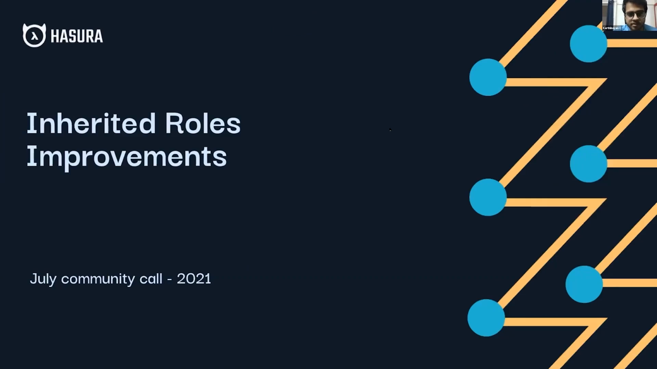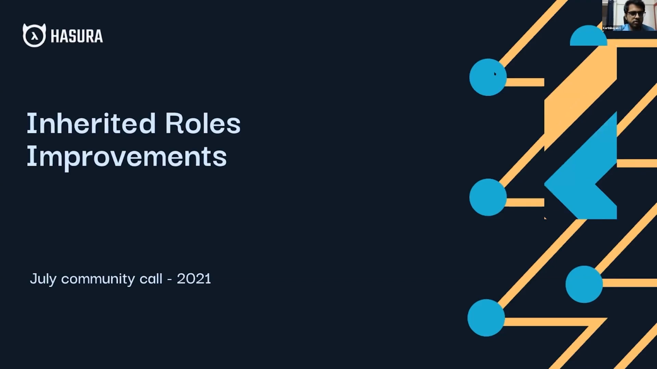I'm Karthikeyan. I work on the server engineering team of Hasura, and so you might have heard me speaking on remote schema permission and the previous presentation of inherited roles, which only included the select permission. So this is the second part of it, which I've been working on lately. It covers the inherited role improvements. Okay, so I'll be talking about it.